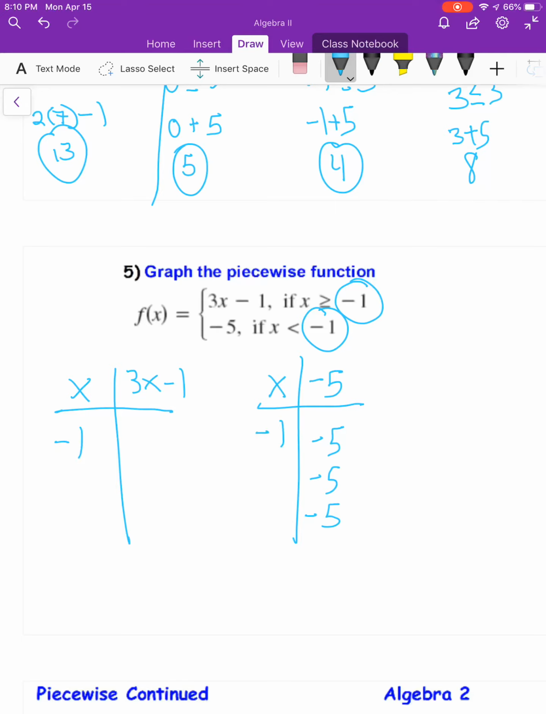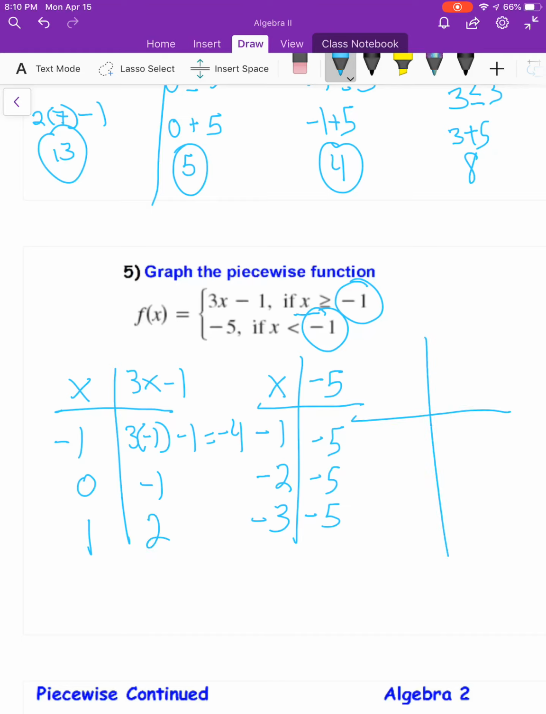But in the top one, it says x is bigger than negative 1, so I'll put in a 0 and a 1. Over here, x is smaller than negative 1, so I'll put in a negative 2, negative 3. So substitute in: I'll take 3 times negative 1, so negative 3 minus 1, there's negative 4. 0 will give me negative 1, and then that will give me 2.